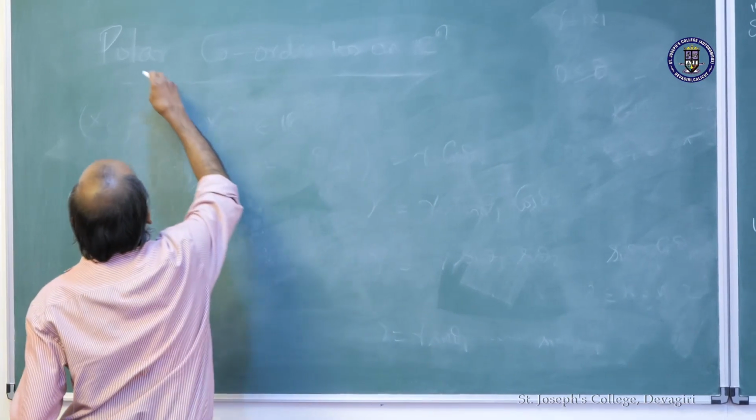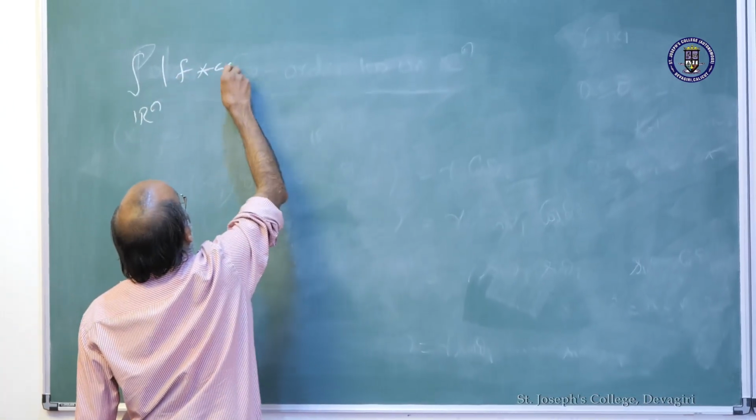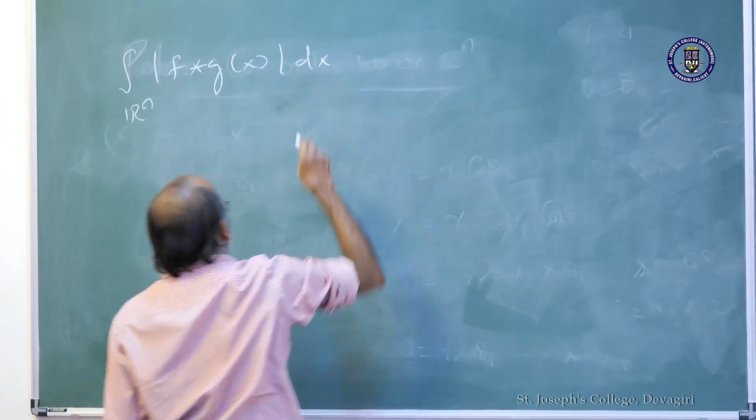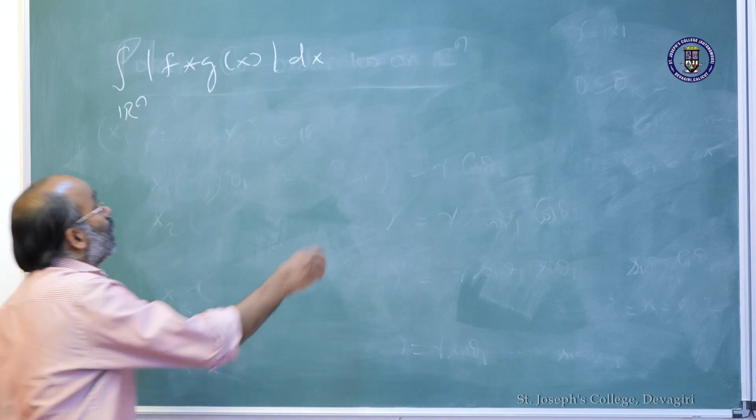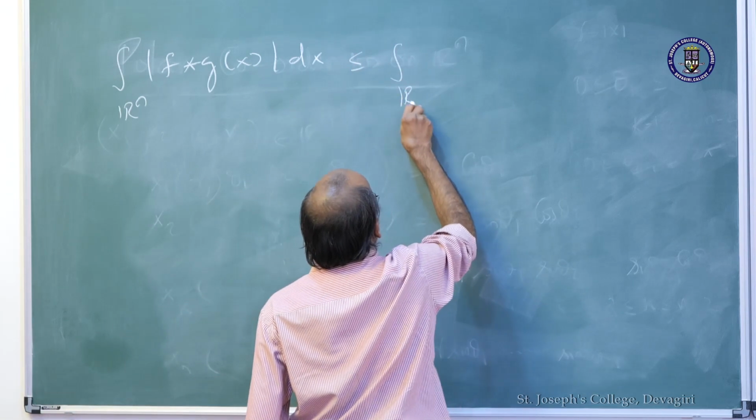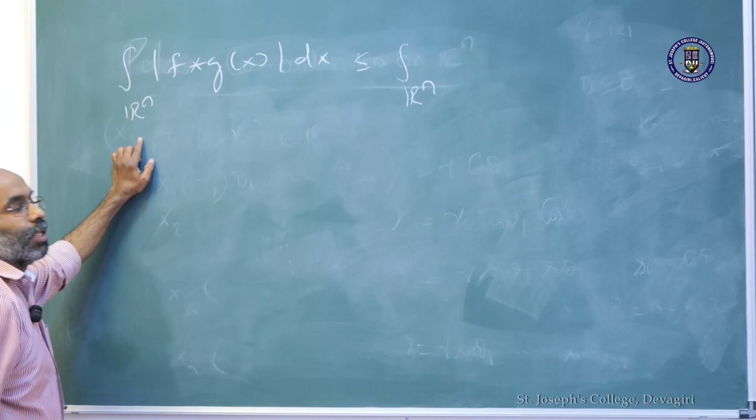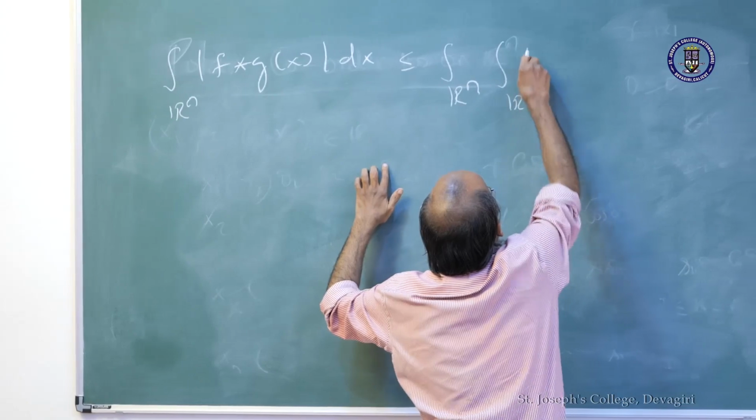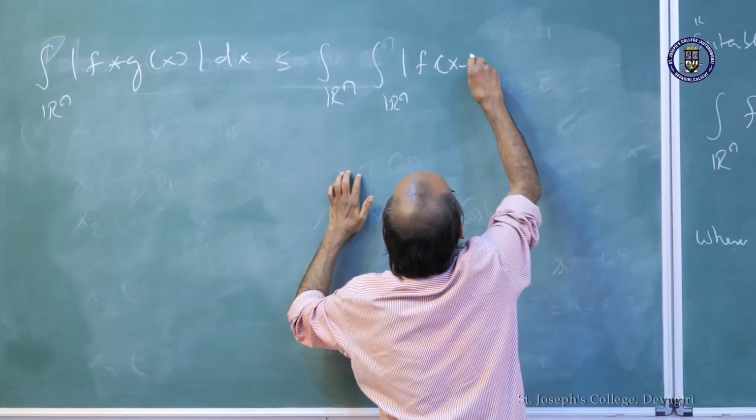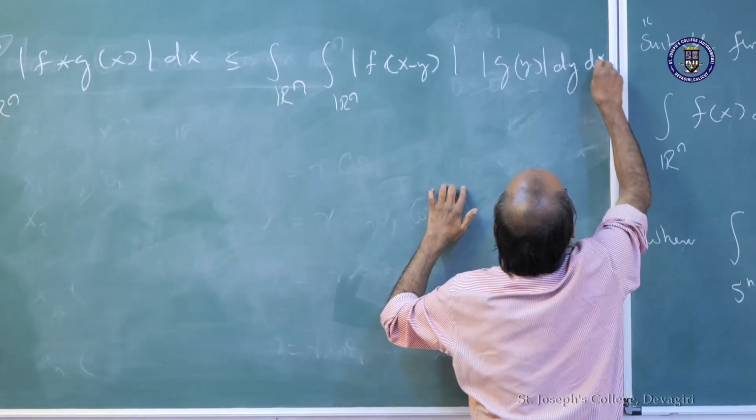So if I look at the modulus of f convolve with g at x. So I take the modulus and take it inside, right? So this is going to be less than or equal to the integral over Rn. F convolve with g comes with another integral. Take the modulus inside, right? So I'll have the integral over Rn of mod f of x minus y, right? Mod g of y dy dx, right?